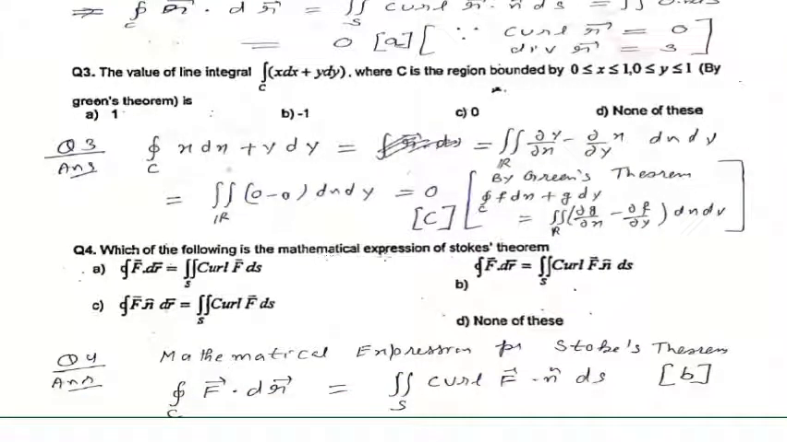He is asking for the mathematical expression for Stokes theorem. So what is Stokes theorem? It converts the line integral into a surface integral. So F dot dr is curl F dot n dS. So option B is the correct option.